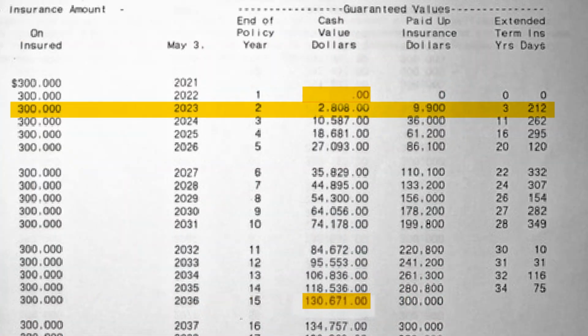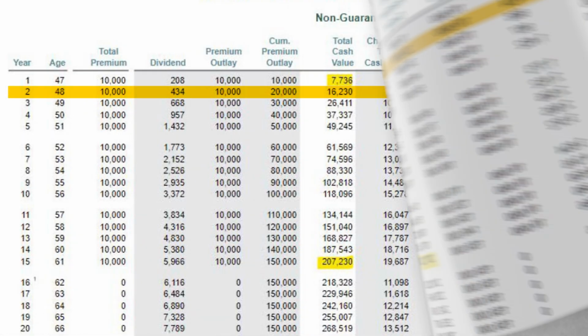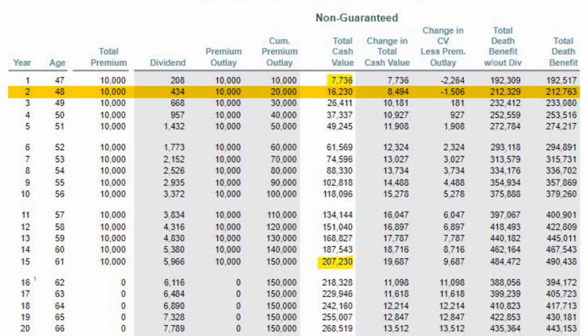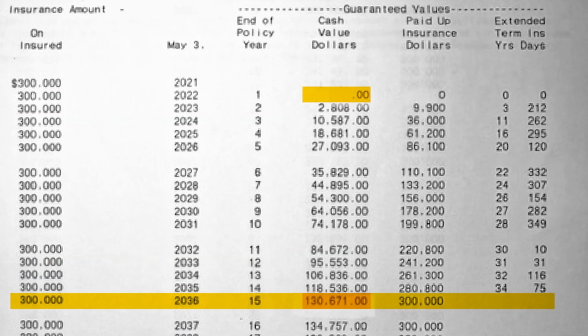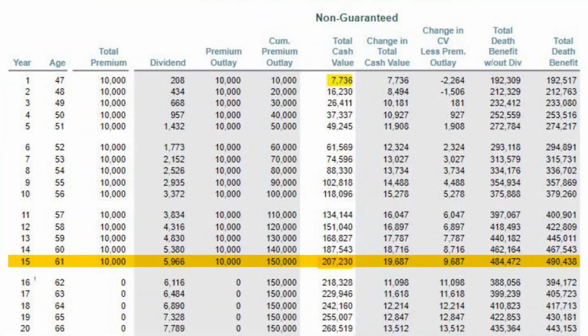So now the second year, remember that other one only had $2,800? This one's got over $16,000. Even by year 5, he's got about the same as what he paid into it by this point. And remember, at 15 years, he only had $130,000 in the other one. Here he's got $207,000. What does that mean? That means he would be overpaying if he did a State Farm policy, by $77,000 for nothing.